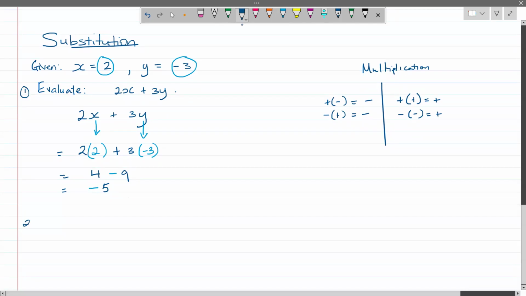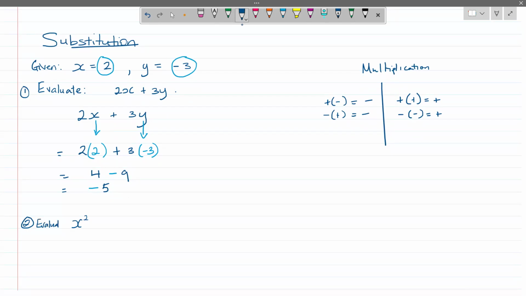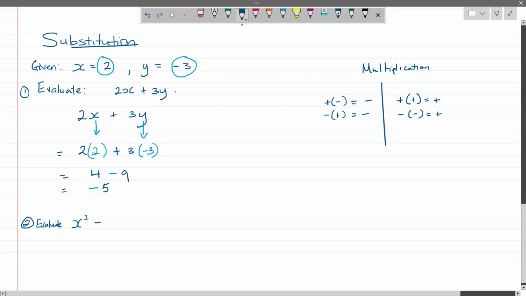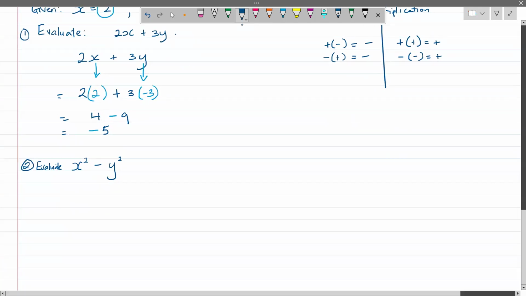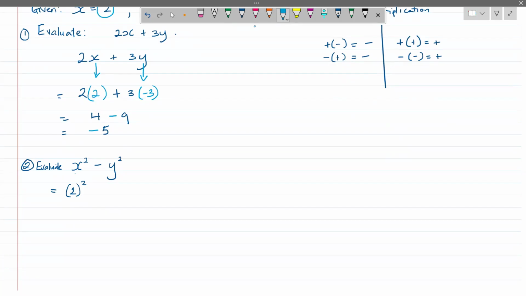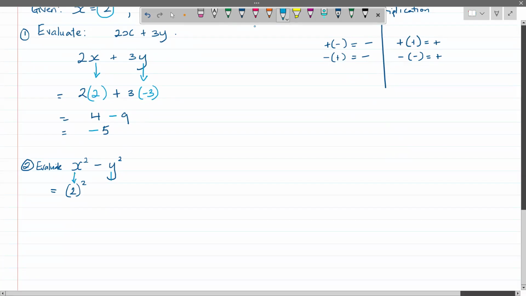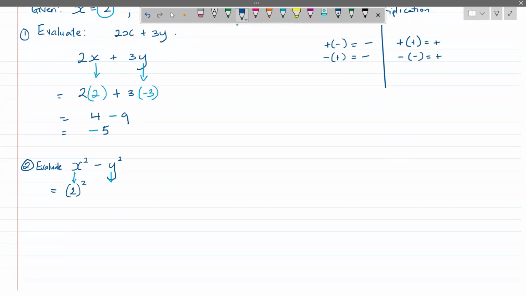Next question. Using those same values for x and y, x is 2, y is equal to negative 3, let us evaluate x squared minus y squared. Right? X squared minus y squared. We're going to get 2 squared, replacing the x with a 2, and we're replacing the y with a negative 3.